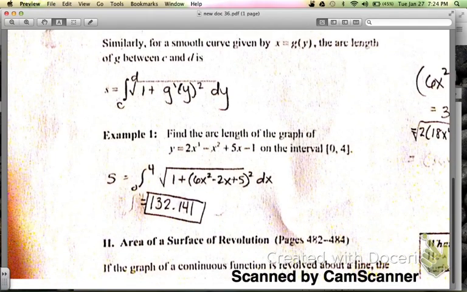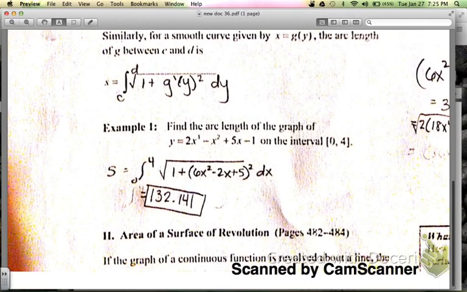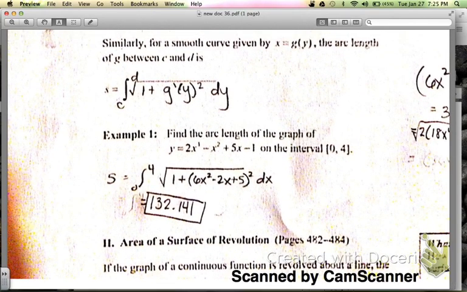So down here is an example. We're actually going to look at the examples in the book, I just wanted to fill this one in for you guys. It's a function of y in terms of x, with x values from 0 to 4. If you set it all up, the function is 2x cubed minus x squared plus 5x minus 1. The first derivative is 6x squared minus 2x plus 5. If you plug that into the formula for arc length and put it into your calculator, you get 132.141. This one's a little bit difficult to solve by hand, so we'll just do that one in the calculator. We'll solve the rest of them by hand.